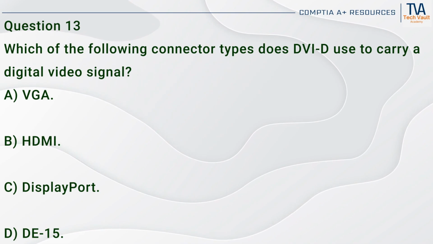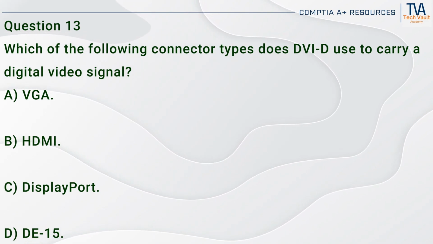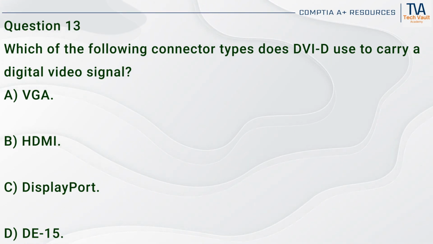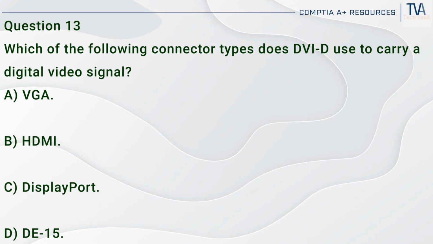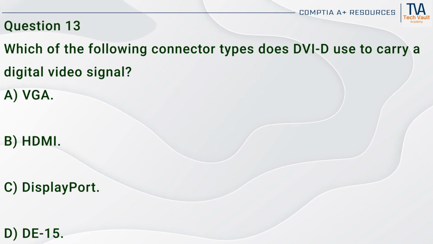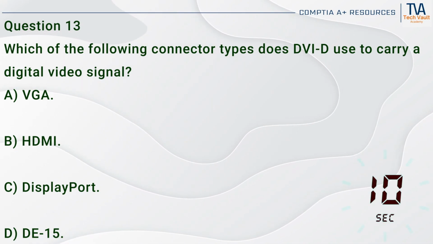Question 13. Which of the following connector types does DVI-D use to carry a digital video signal? A. VGA. B. HDMI. C. DisplayPort. D. D15.